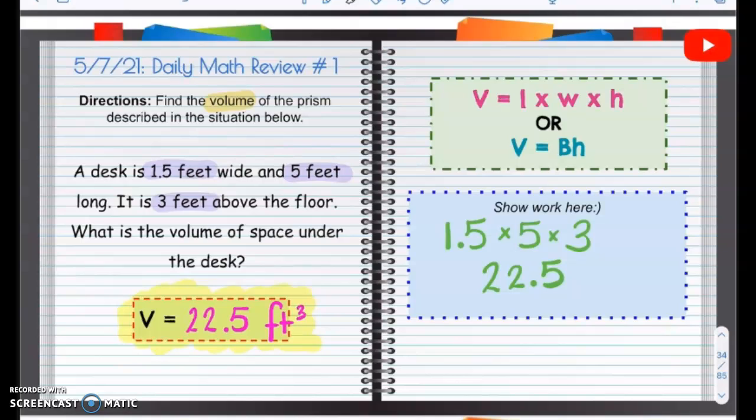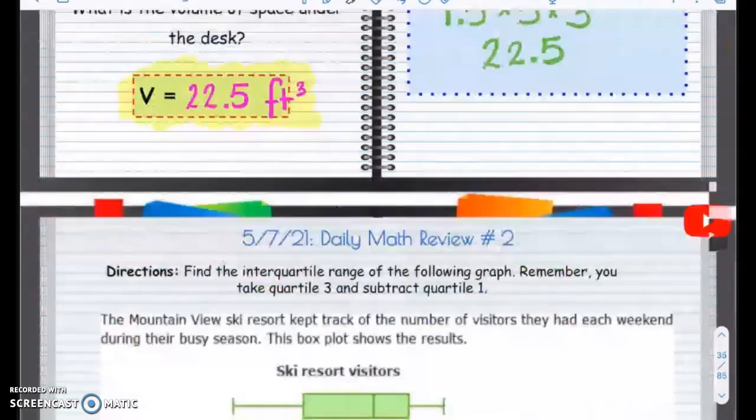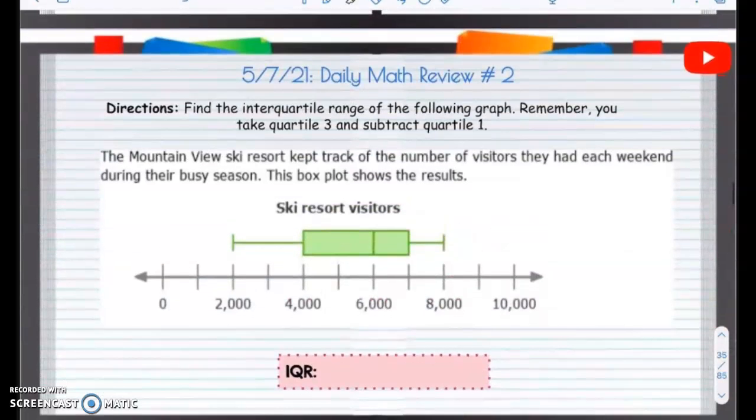All right, let's go ahead and take a look at the next one, the next DMR. So our next DMR, number 2, we're going to find the interquartile range of this graph. Remember, all you have to do is take that quartile 3 and subtract quartile 1. So this graph here, the Mountain View Ski Resort kept track of the number of visitors that they had each weekend during their busy season. This box plot is showing the results of the amount of visitors.